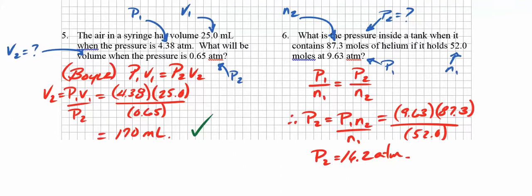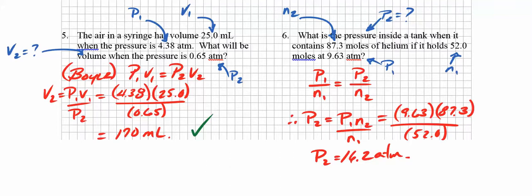That's number 5. Number 6, what is the pressure inside a tank when it contains 87.3 moles of helium if it holds 52 moles at 9.63 atmospheres? Again, let's identify our variables. N2 is the 87.3 moles. P2 is what we're looking for. P1 was the 9.63 atmospheres, and N1 is 52.